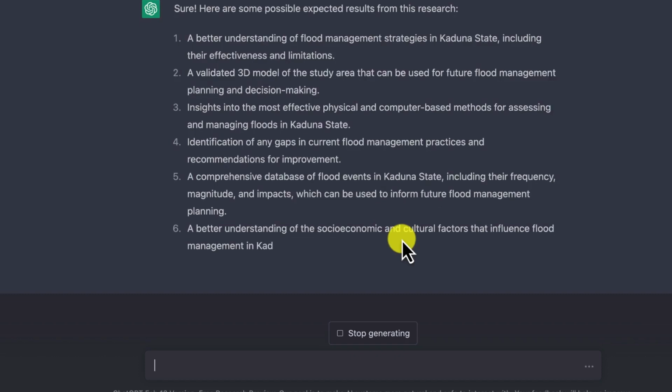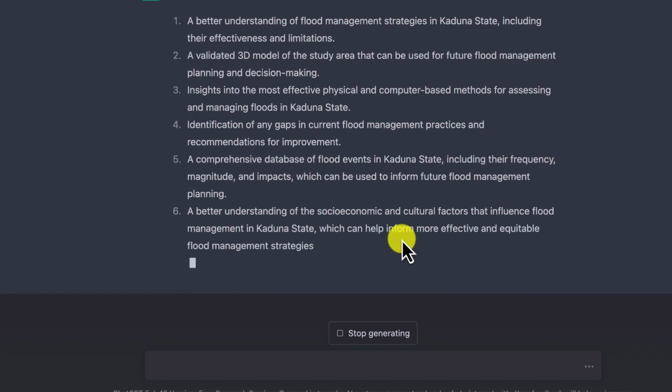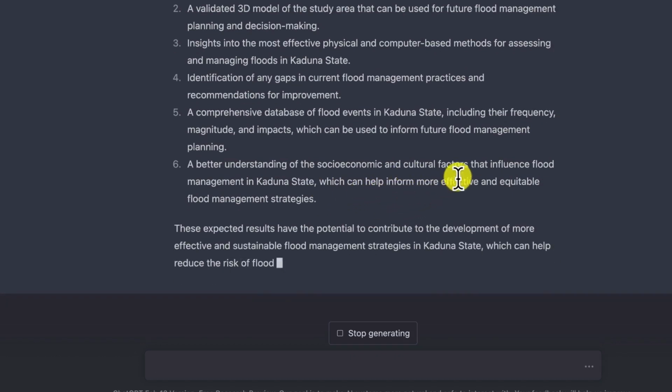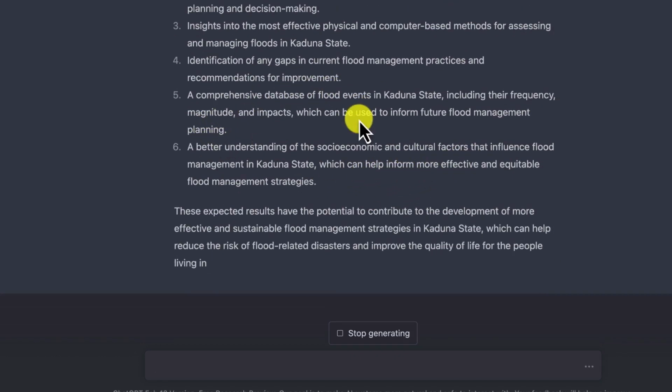The team can now know that you are fully aware of what you want to cover and what you are going to do. Better understanding of the socio-economic and cultural factors, a comprehensive database of flood events in Kaduna State. You can be very much more specific. You can ask it to write more, but the key idea is it has given you some expected results.